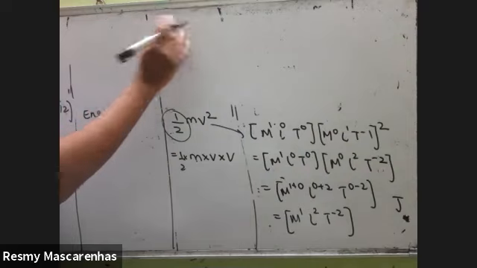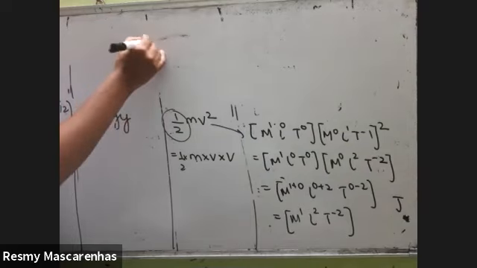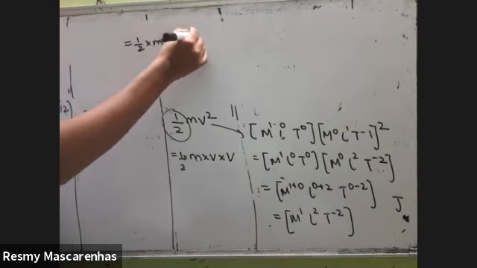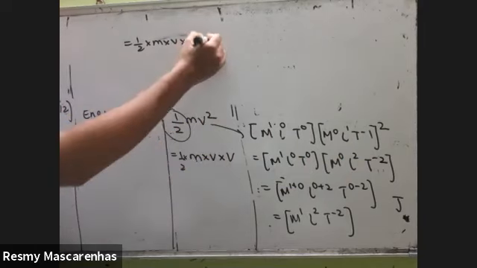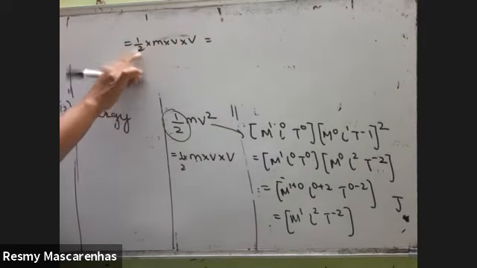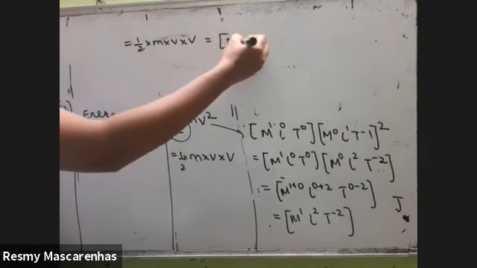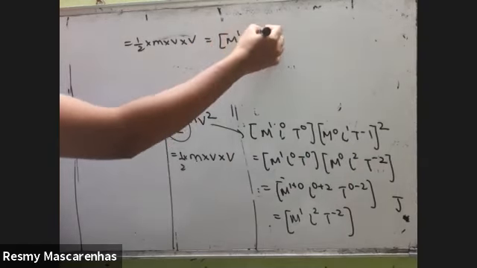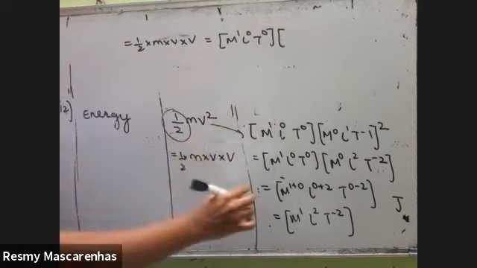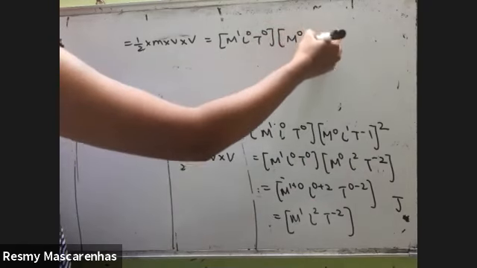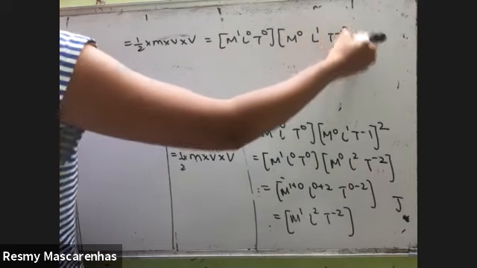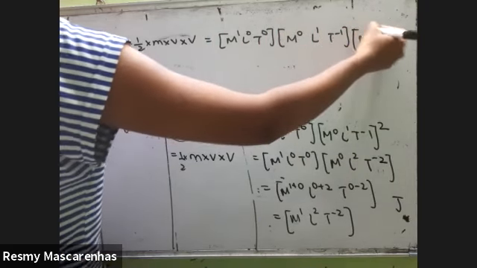So this will be half m into v into v. V square can be written as v into v. Half, anyway I told you, no need to write. Write the mass dimension, then the velocity dimension, again the velocity dimension.